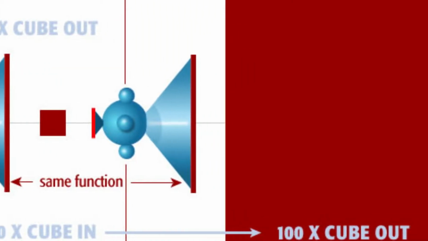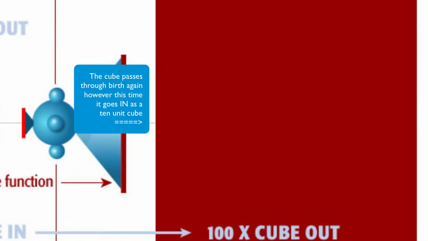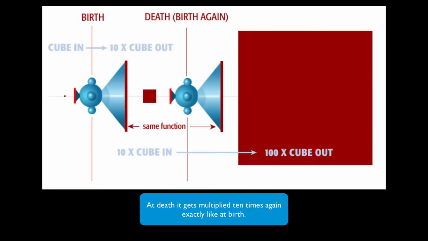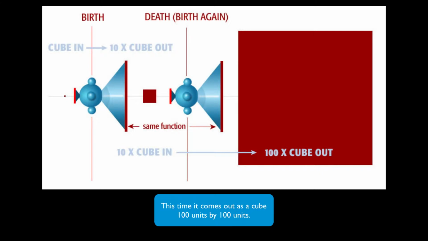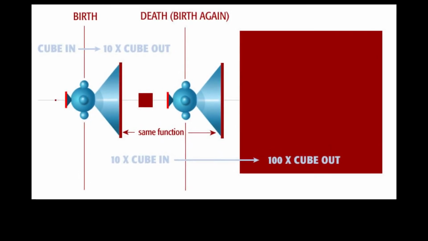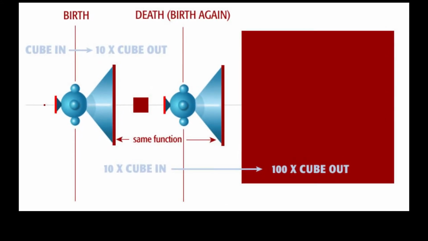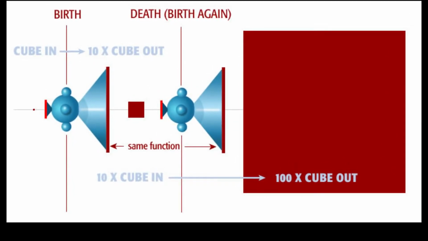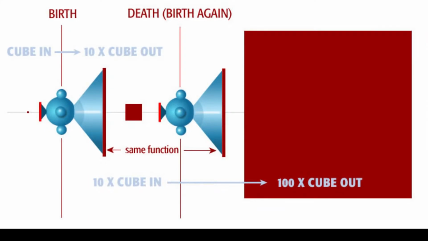3. The cube passes through birth again, however this time it goes in as a 10 unit cube. 4. At death, it gets multiplied 10 times again, exactly like at birth. 5. This time it comes out as a cube 100 units by 100 units. This is the type of thinking you need to apply to afterlife. It is an expanding of life by the exact same ratio that took place at birth.